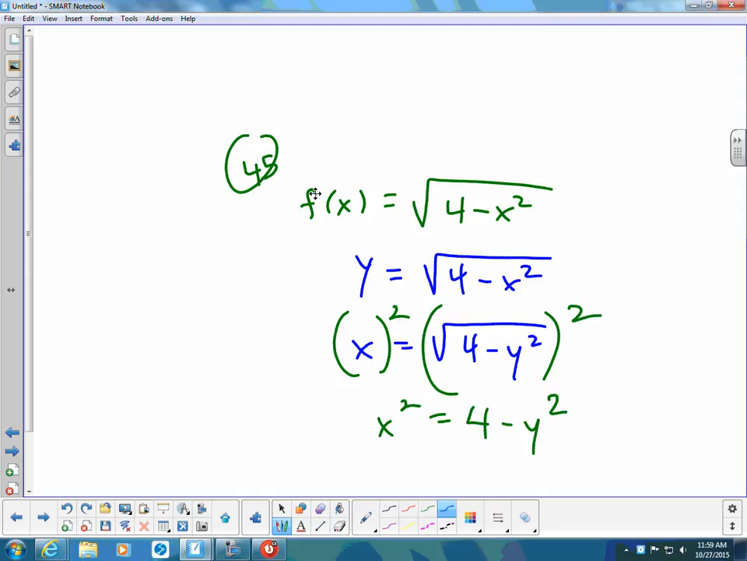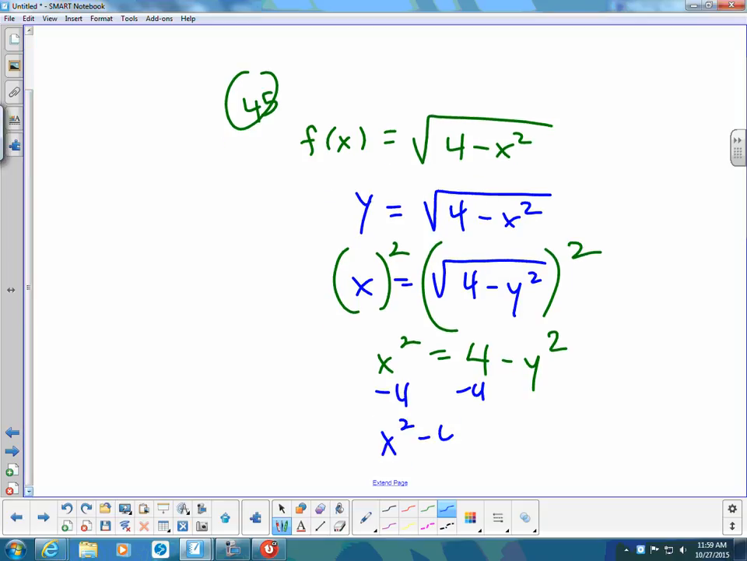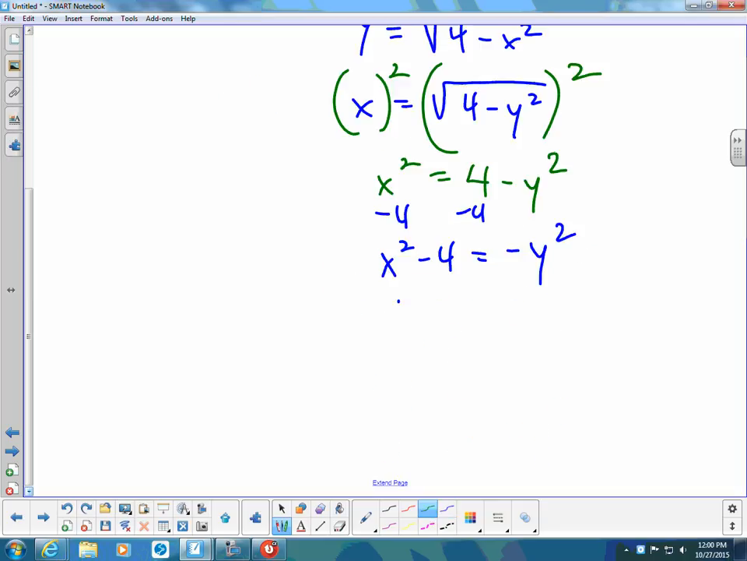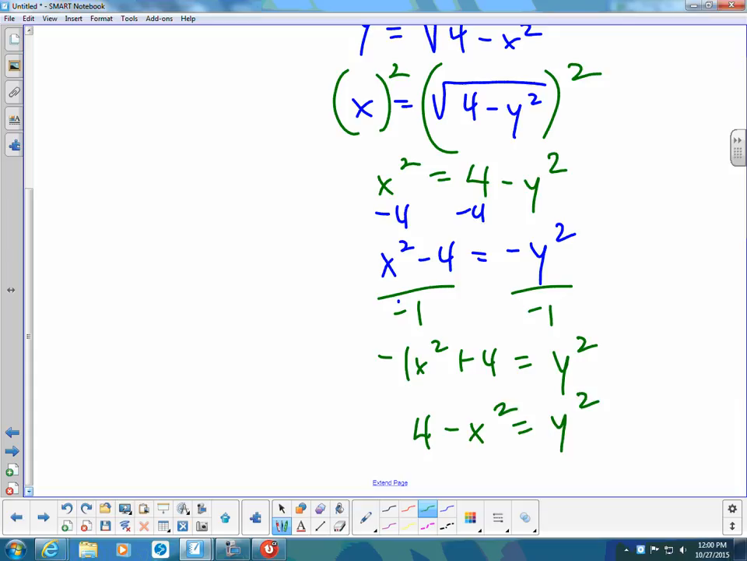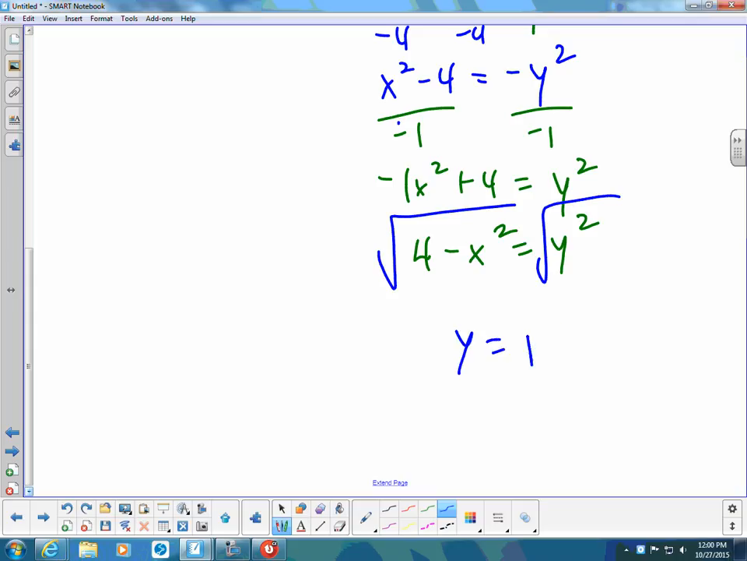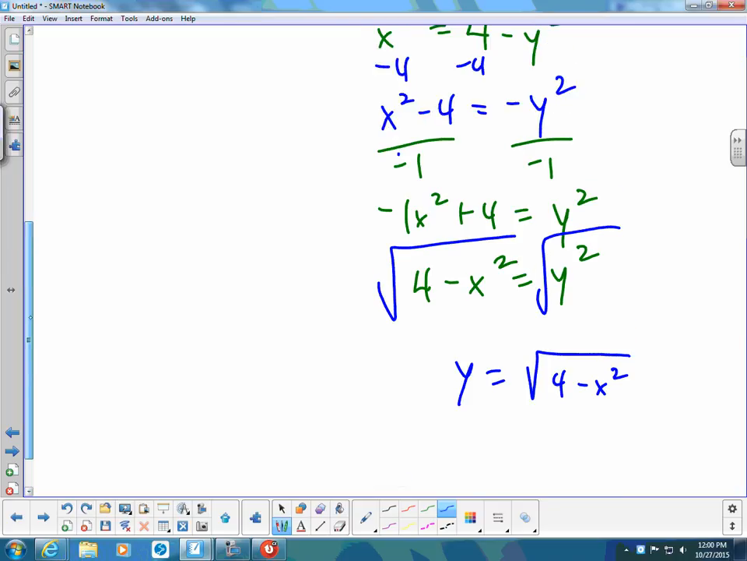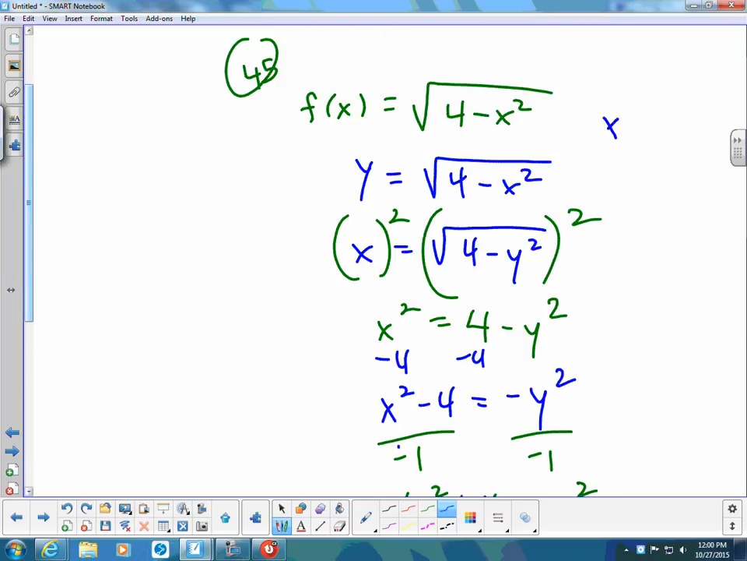We need to solve for y, so if we subtract 4 from both sides, we would get x squared minus 4 equals a negative y squared, and divide both sides by a negative 1, for example. I'm getting negative 1 x squared plus 4 equaling y squared. I can rewrite that as 4 minus x squared equaling y squared. Take the square root, and we're right back to where we started, which is the square root of 4 minus x squared. Right, but one thing that we should point out is that the original problem had a limit on its domain. It had to be between 0 and 2.